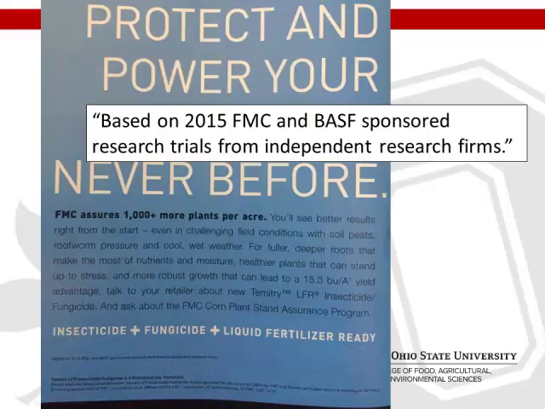So this one is for a product combination, it looks like, and it's saying that we're going to get a 15.3 bushel per acre yield advantage with this insecticide and fungicide combination. And then in tiny print at the bottom, this is where all the good information always is, where you have to get out your reading glasses and hold it 5 feet away, right? And it says it was based on 2015 FMC and BASF sponsored research trials from independent research firms. So what do you guys think when you hear that? Is that generally a thumbs up or a thumbs down?